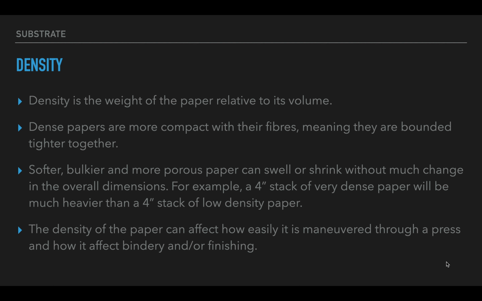Density. Density is the weight of the paper relative to its volume. Dense papers are more compact with their fibers, meaning they are bound tighter together. Softer, bulkier, and more porous papers can swell or shrink without much change in the overall dimension. For example, a 4-inch stack of dense paper will be much heavier than a 4-inch stack of low-density paper.